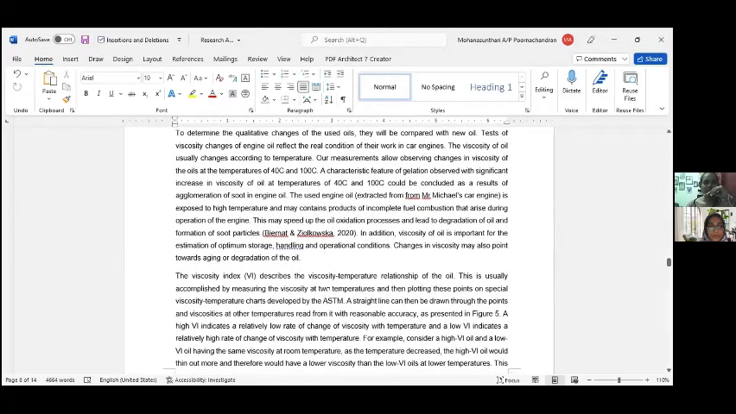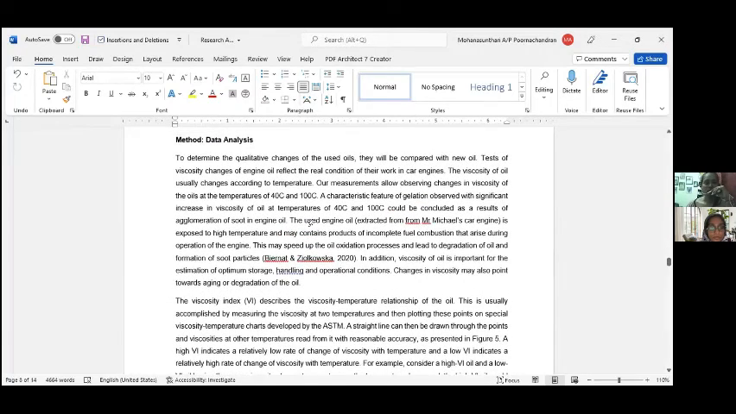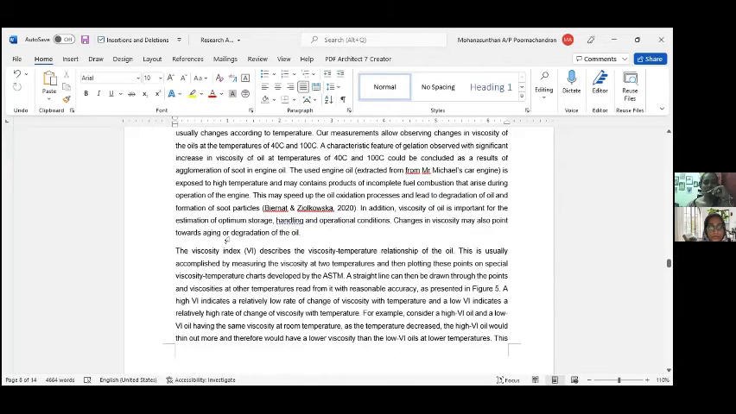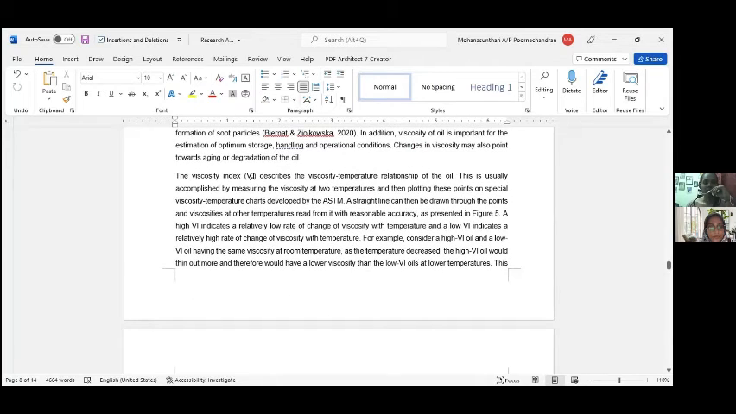Okay, so as I said just now, the data analysis for checking the kinematic viscosity at 40 and 100 will let us know whether an increase is due to degradation of the oil or formation of soot particles, if we observe a significant increase in the viscosity at these temperatures. It also will give us some idea of the oil's optimum storage, handling and operational conditions.